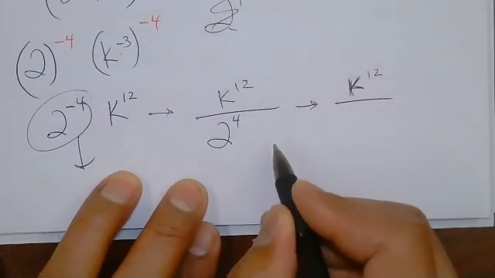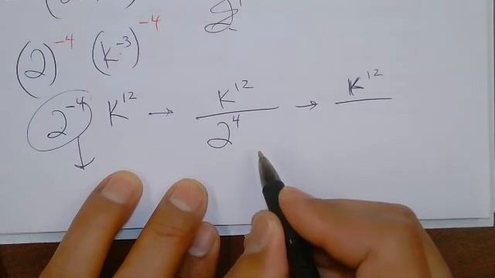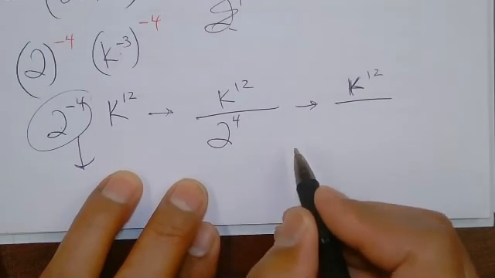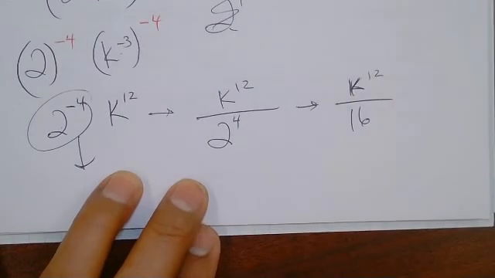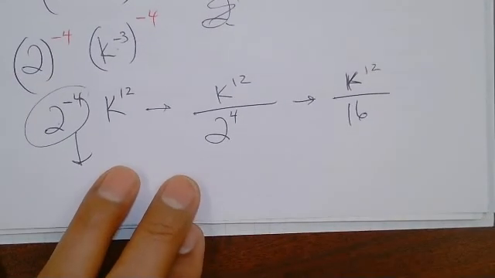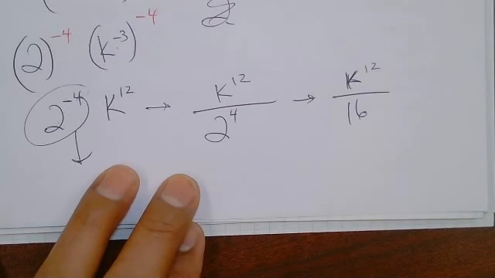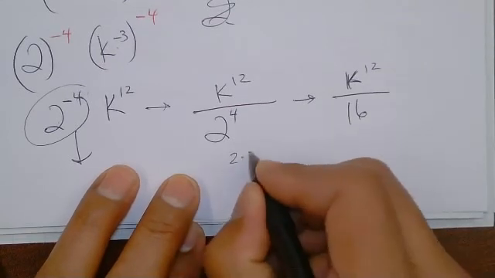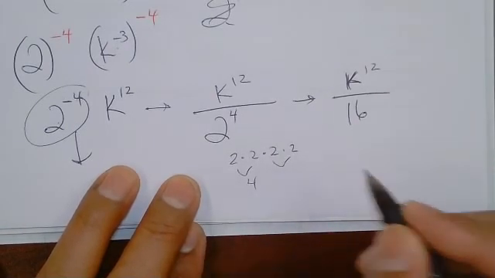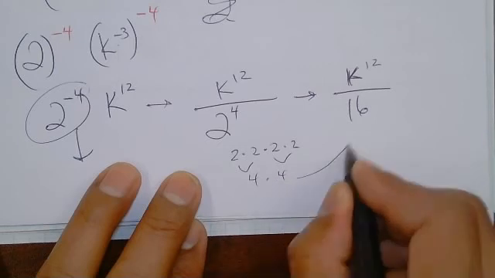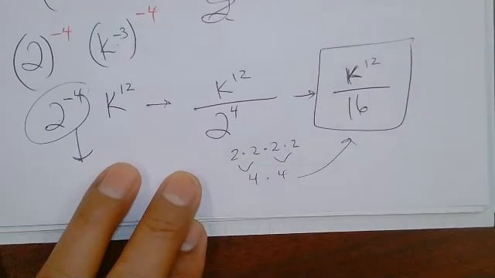K to the power of 12 over 2 to the power of 4 is not 6. 2 to the power of 4 is not 8. It's what? Oh, very good. It is 16. Do not guesstimate. Do not assume. Do not predict. No. 2 to the power of 4 means 2 times 2 times 2 times 2. Two 2's give me a 4, the other two 2's give me another 4, and 4 times 4 is 16.